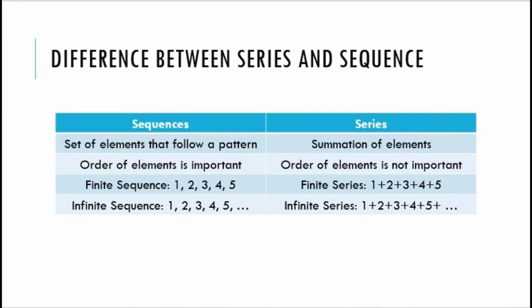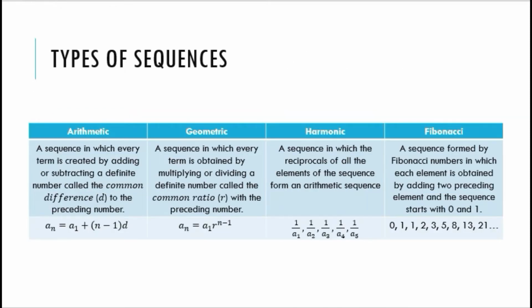To simply differentiate between finite and infinite sequences and series, basically, in infinite sequences or series, you can clearly see the ellipses or the 3 dots, so look out for that. Next up, we have the types of sequences. So there are 4 main types, which are arithmetic, geometric, harmonic, and Fibonacci.